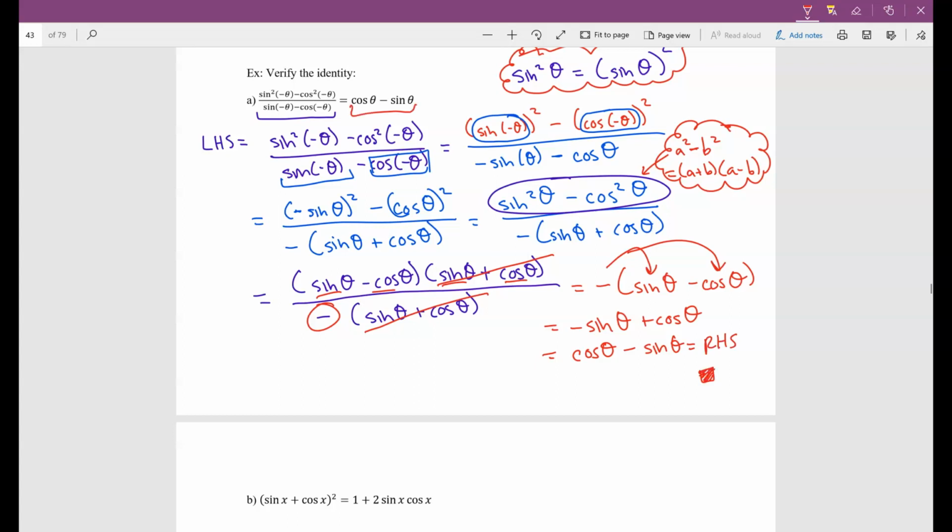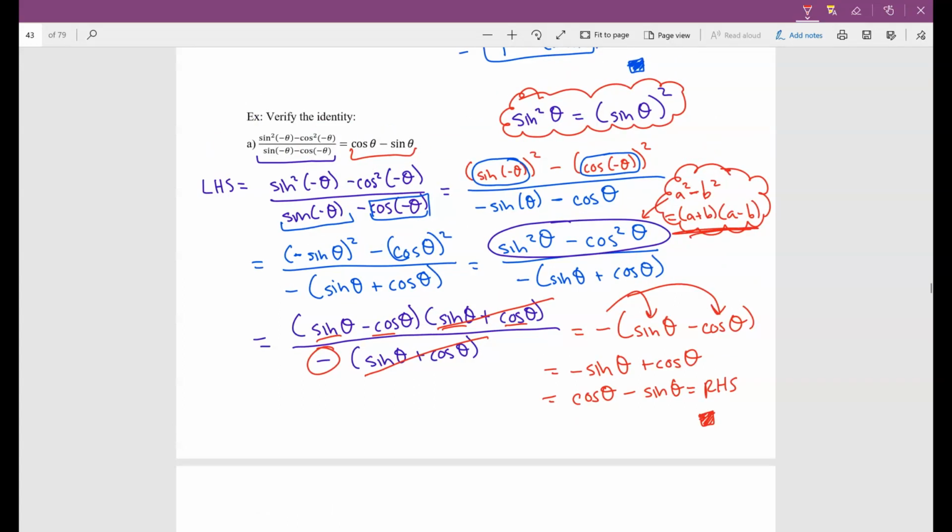So a lot more involved, a lot more factoring, but still using the same identities, being able to tap into our algebra toolkit, and just being able to cancel things out, factor, and use identities.